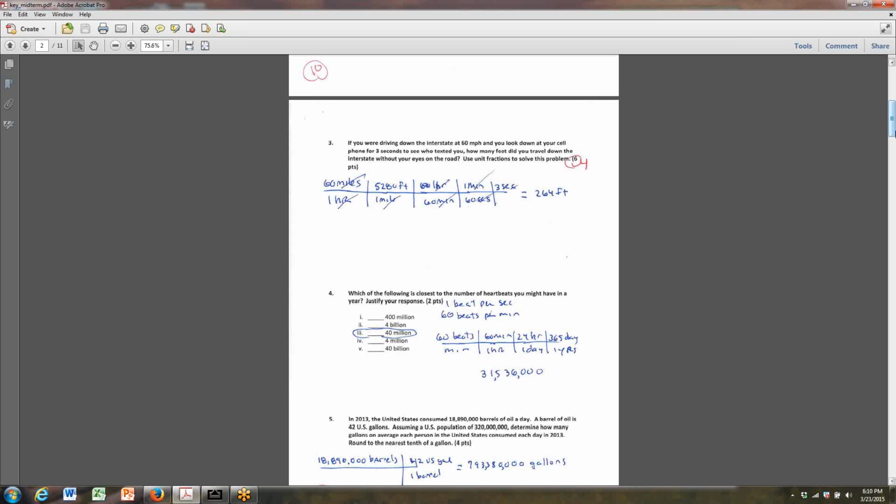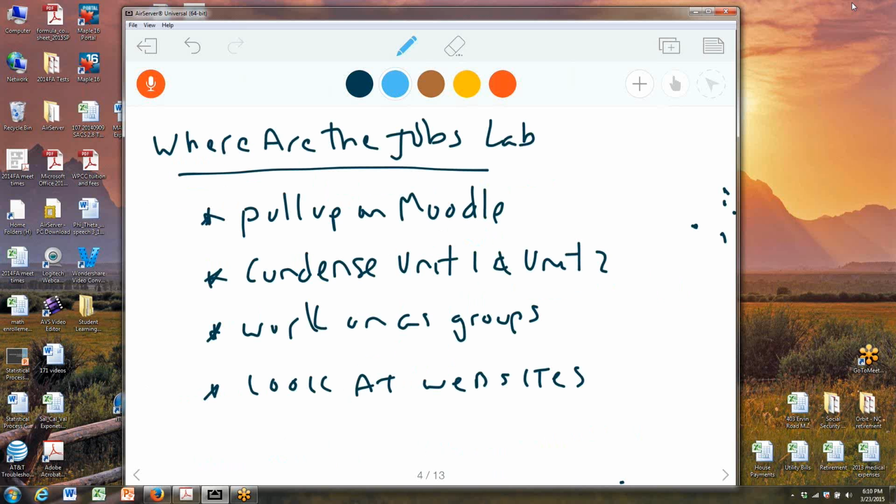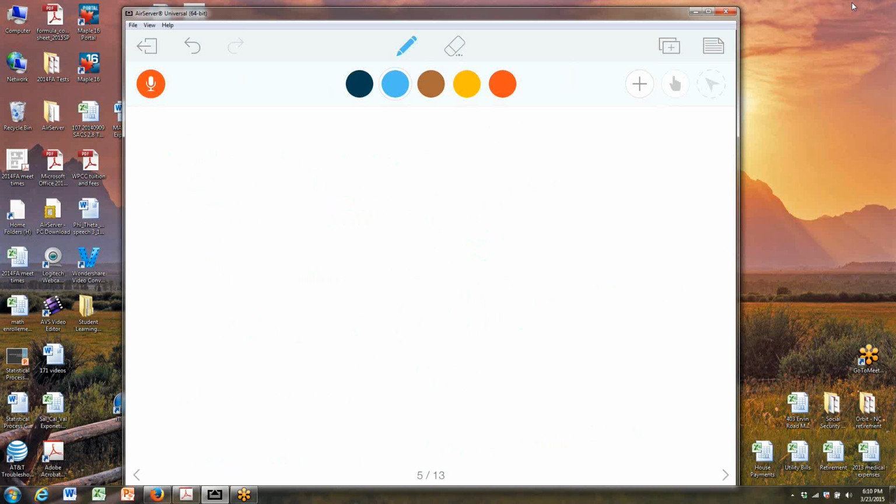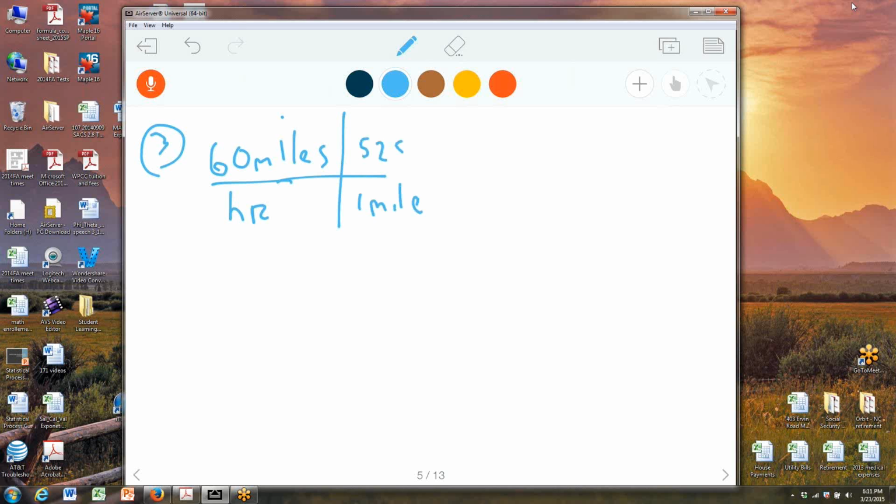So you're going 60 miles per hour. How far did you go in 3 seconds? How many feet? So if I just go ahead and minimize that so I can actually write on this. So number 3 on the midterm, if I'm going 60 miles per hour, how many feet did you go in 3 seconds? Well, to go from miles to feet, and again, unit fraction, we know that 1 mile is 5,280 feet. Okay, so we know that.